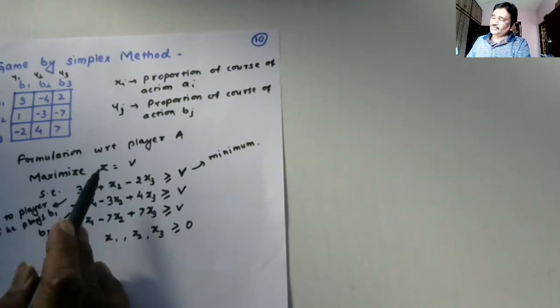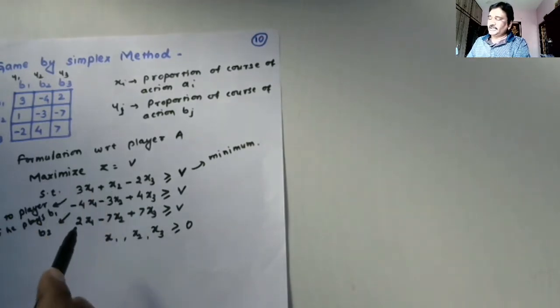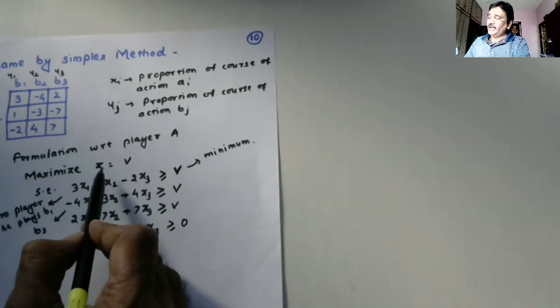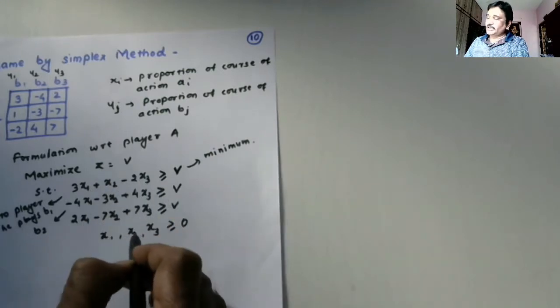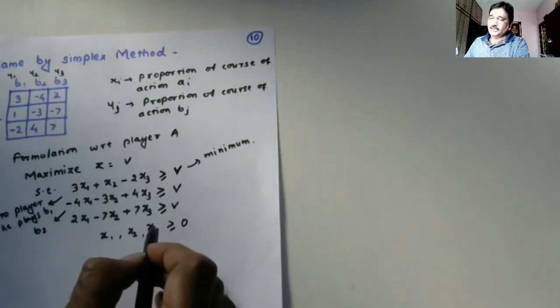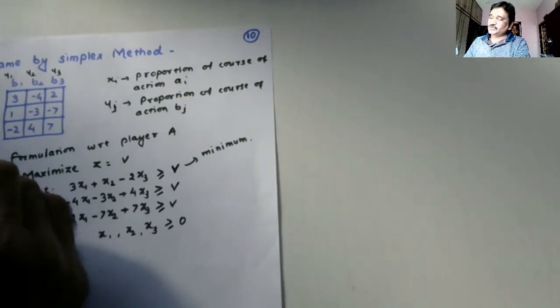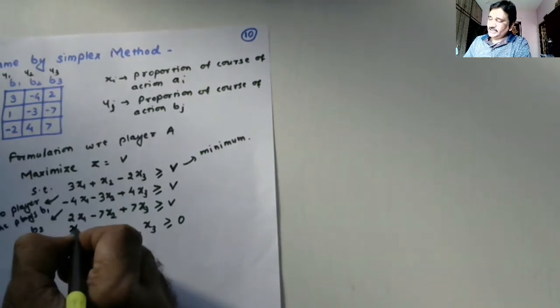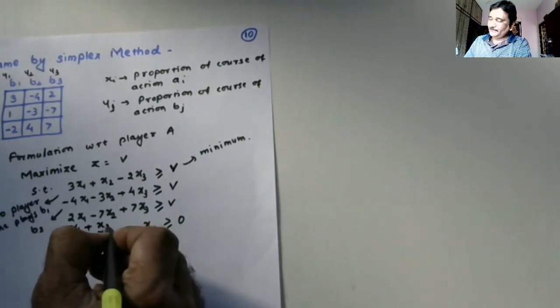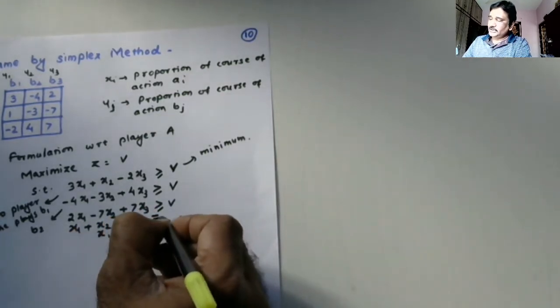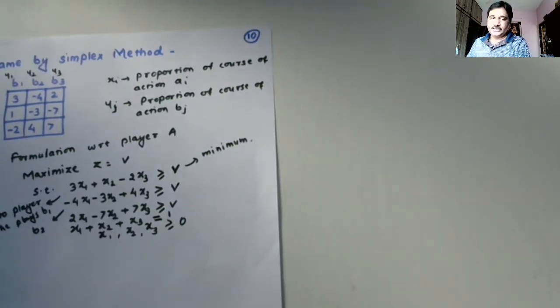But there are some unusual things in this formulation. Let us first take care of those unusual things. There is one more constraint which we forgot to write. What is that constraint? The sum x1 plus x2 plus x3 is equal to 1. You know that, because these are proportions and they must sum to 1.